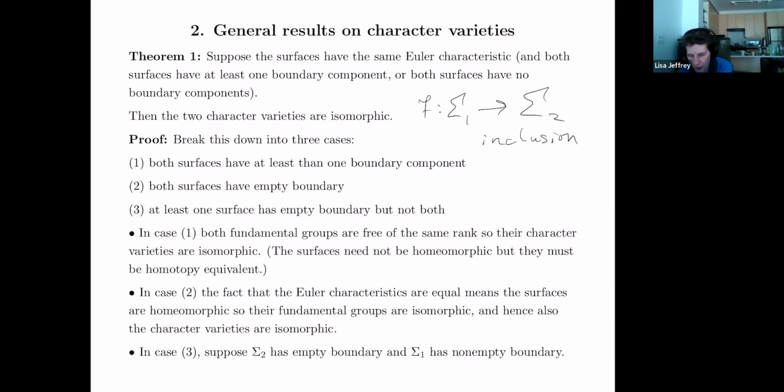So this breaks down into cases. First, the case where there's at least one boundary component. Second, both surfaces are closed. And third case, one is closed and the other isn't.